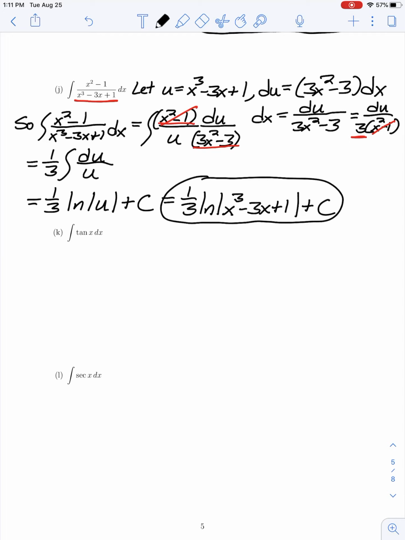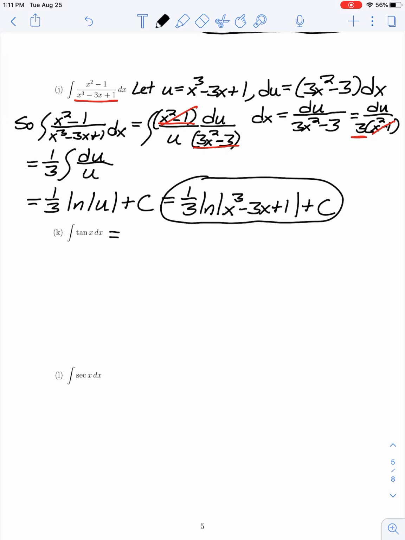In part K, we have the antiderivative or the integral of tangent x. We know the antiderivatives of sine and cosine. The antiderivative of sine x is negative cosine x, and the antiderivative of cosine x is sine x. But what about our other trig functions? So for tangent x, let's think about how we can use a substitution to find our antiderivative.